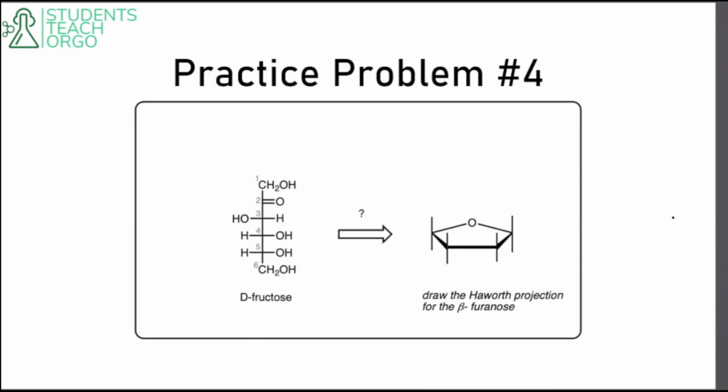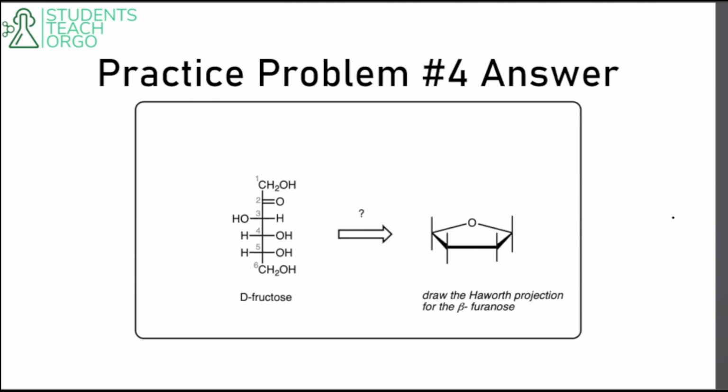In this case, I want you to draw: we're going from a ketose to the Haworth. So this is a little more tricky. All right, let's review. So how do I do this? Well, first things first, I'm going to have to number.